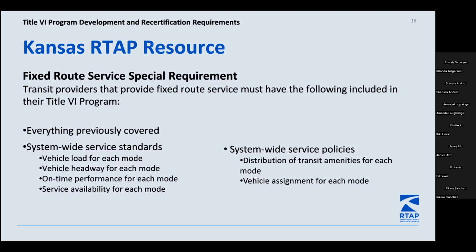And then system-wide service policies are policies regarding the distribution of transit amenities for each mode and vehicle assignment for each mode. Like I said, most agencies probably have most of these things developed. But I think even if you do, there's value in looking at the Title VI resource and seeing what exactly vehicle load for each mode means, whether you are fulfilling all of the requirements necessary for the specific thing, and why it's useful for agencies to have a standard for these indicators.